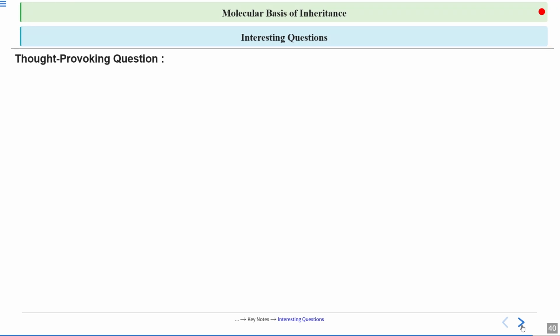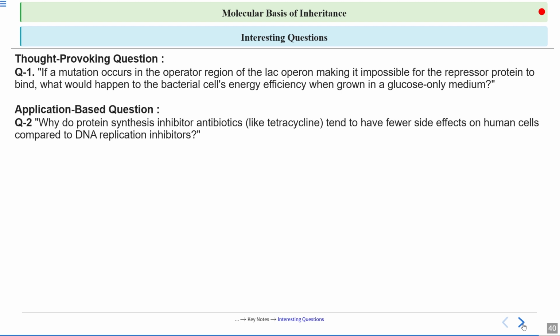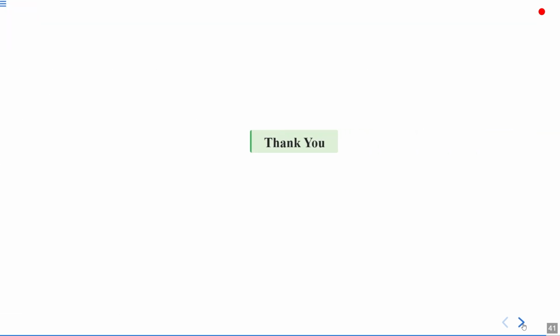Here are some interesting questions that you are going to solve yourself. If a mutation occurs in the operator region of the lac operon, making it impossible for the repressor protein to bind, what would happen to the bacterial cell's energy efficiency when grown in a glucose-only medium? Then the question is, why do protein synthesis inhibitor antibiotics like tetracycline tend to have fewer side effects on human cells compared to DNA replication inhibitors? Third question, in a cell there are many more types of proteins than there are types of tRNA. How is it possible? Thank you.